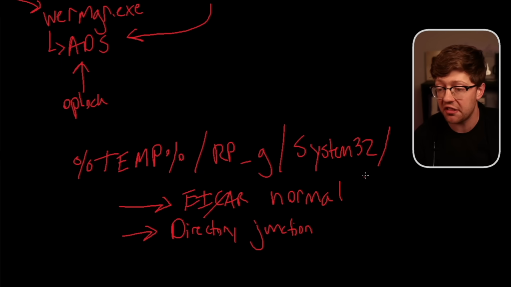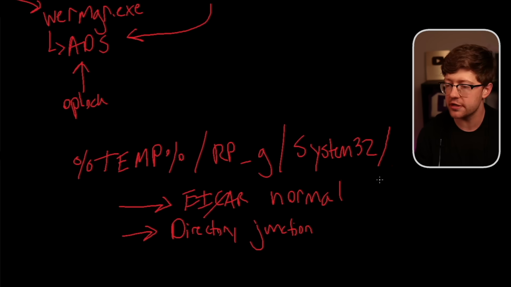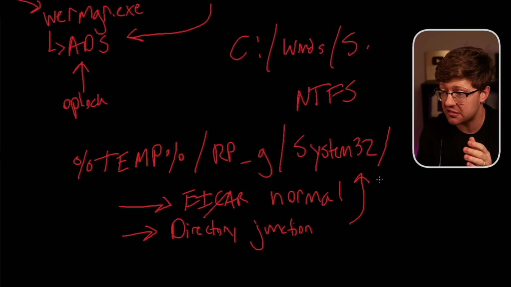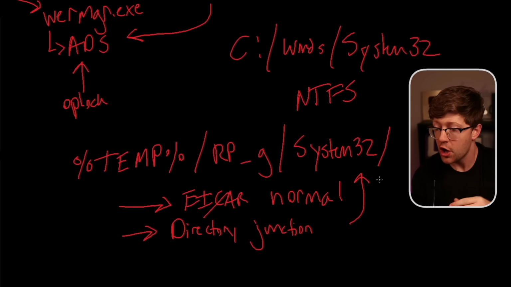Because the attacker owns this folder here, system32, I can literally just make this system32 folder be an NTFS junction to the actual C:/Windows/system32. What will this do? Well, when I see this occurring before the op lock gets released, I'm going to replace the contents of wordmanager.exe with my arbitrary code.